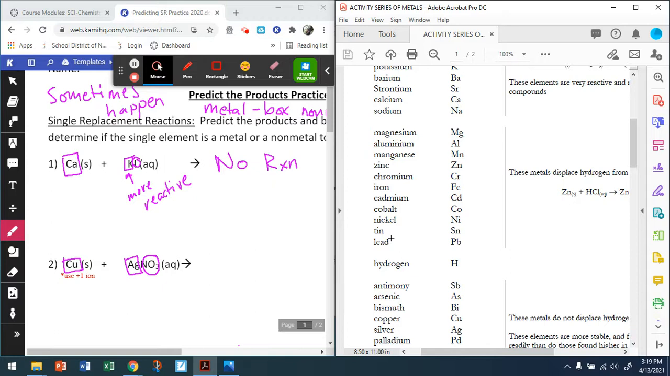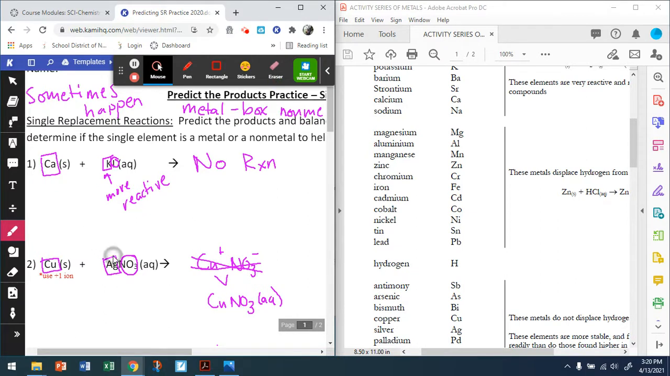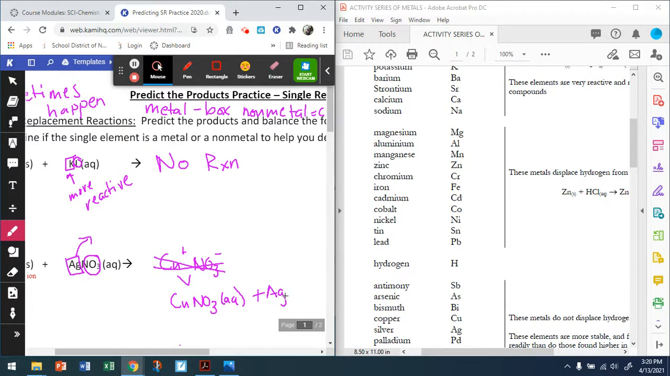Now I put here, use the +1 ion because copper is one that makes multiple charges. So I know that copper is a +1 and NO3 is a -1. So if I make a compound out of those two, they cancel out at CuNO3, and that one's going to be aqueous. So we would want to erase or clearly show that that is not the compound of interest. What does that leave? Well, the copper kicked the silver out of its position. So that means silver is the substance that's left, and it will show up as a solid.